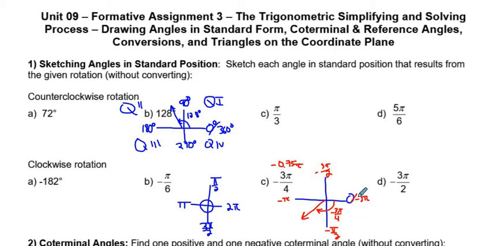But if you're going negative, it would be 0, negative pi over 2, negative pi, negative 3 pi over 2, and negative 2 pi. So to graph negative 3/4, I just graph it between negative 1/2 and negative 1, and I show the direction in the clockwise rotation, which is negative.